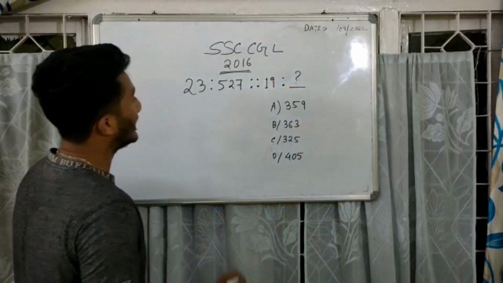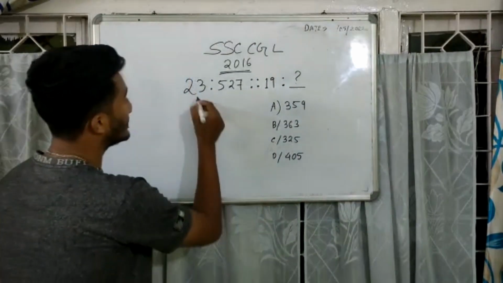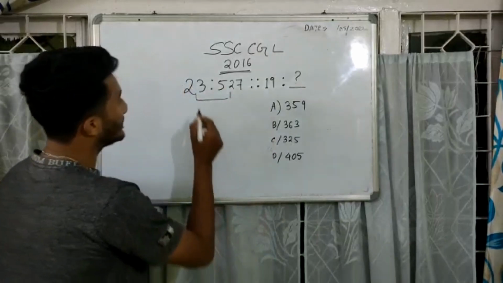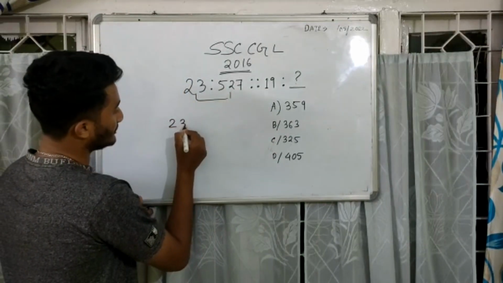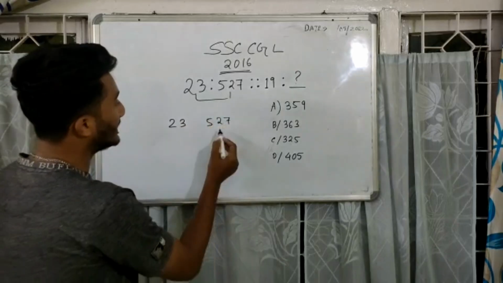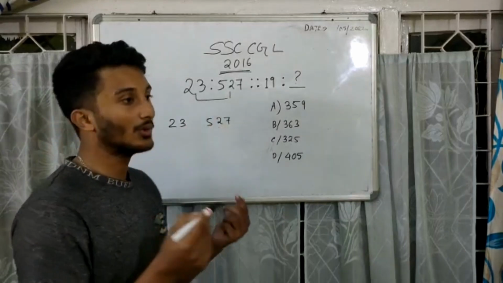So how will you find? First of all, as I have said in the previous class as well, we have to find the relation between these two numbers. So how will we find the relation between these two numbers? We have to see 23 and 527. How can we bring this with the help of this? Let's not waste time and go straight to the solution.